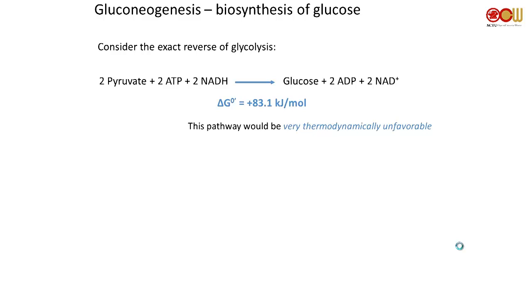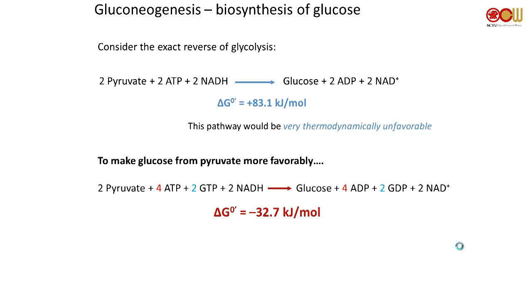We know that glucose going to pyruvate is minus 83, very good. But the exact reverse is not very good. Okay, so it turns out gluconeogenesis is going to invest in additional ATP. Here we're going to consume a total of 6 ATP equivalents. It says here 4 ATP and 2 GTP.